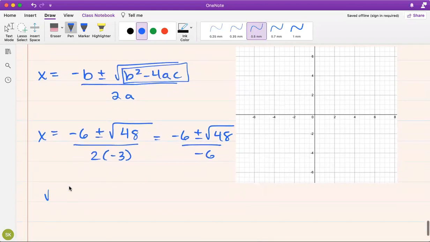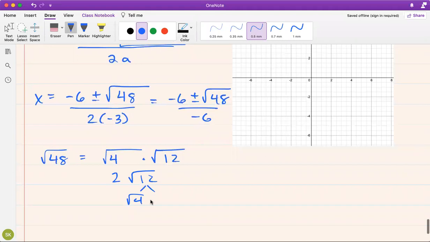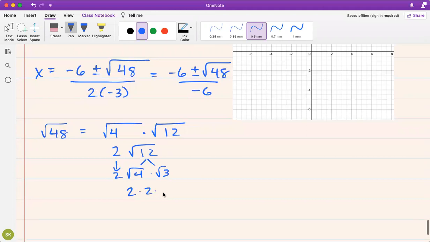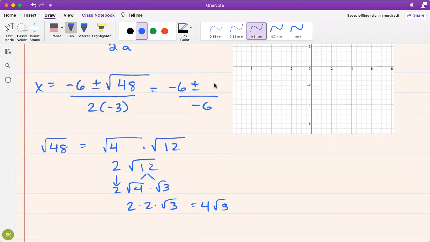Okay, let's simplify the square root 48. That is equal to square root of 4 times the square root of 12, because 4 times 12 is 48. This is a perfect square, so we get 2 root 12. We can simplify the 12 too. This is square root 4 times square root 3. Bring down this 2. So this is also 2. So we get 2 times square root 3, which is 4 square root 3. So we are going to substitute that in right here. I'm going to erase this square root 48, and I'm going to put 4 square root 3. So I get that x is equal to negative 6 plus or minus 4 root 3 divided by negative 6.